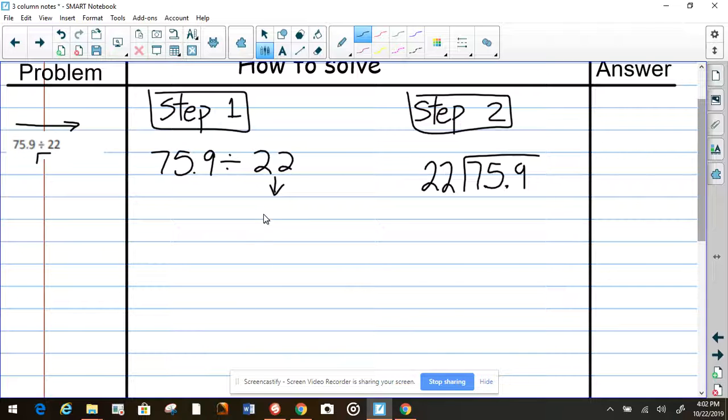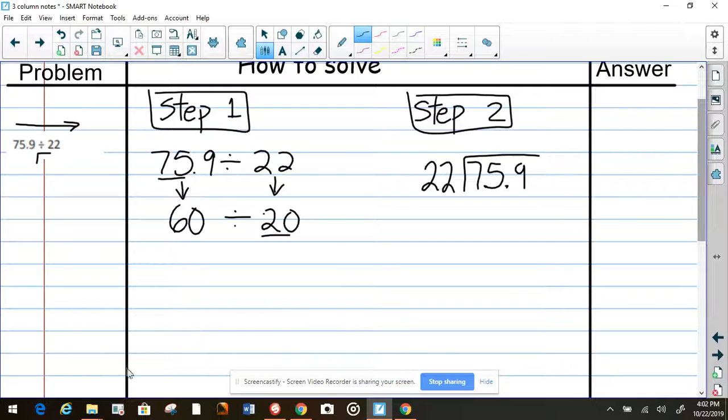So 22 can be rounded to 20. Now we look at this 20 and at that 75 here, and we think, okay, how many times can 20 go into 75? We can say about 3 times. So we're going to round this number to 60.